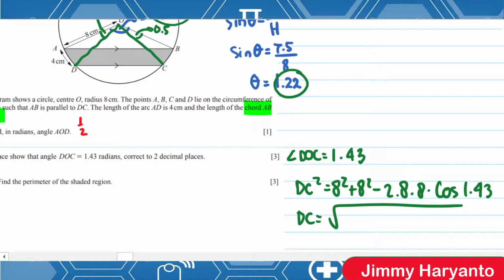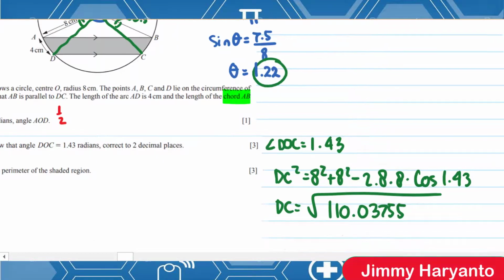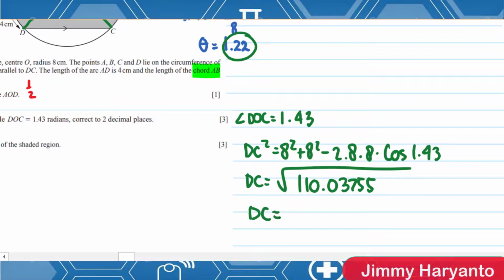So the result is 110.03755. So the DC will be 10.59.